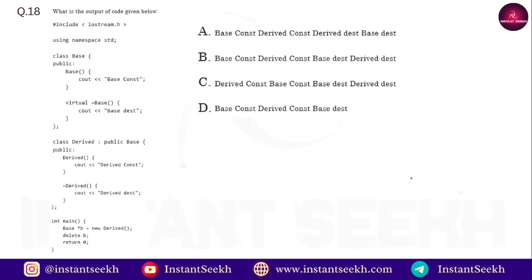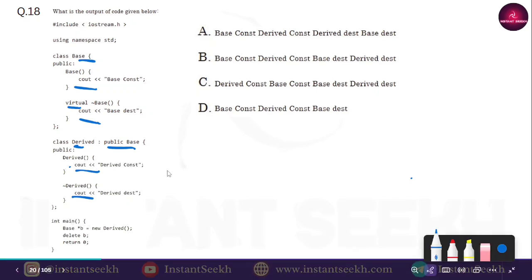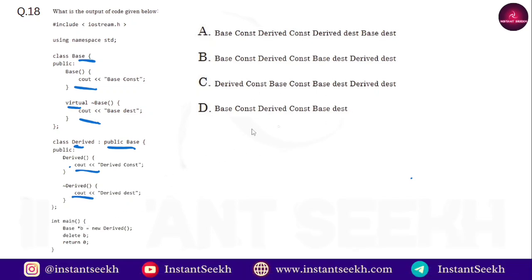Okay, let's start with our question number 18. What is given? A base class is there, having a base class constructor and the base class destructor, mentioned as virtual. Then a derived class is there, extending the base class. The derived class has its own constructor and a destructor. Okay, and using the base class pointer, we are calling new. So what it does, we have a base class pointer, and we are referencing a derived class object.